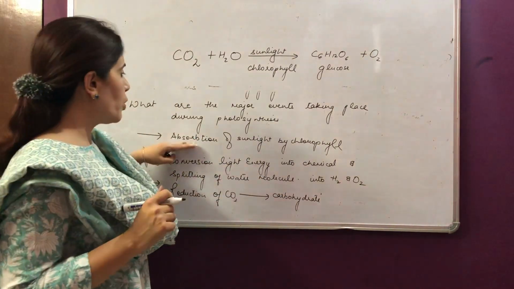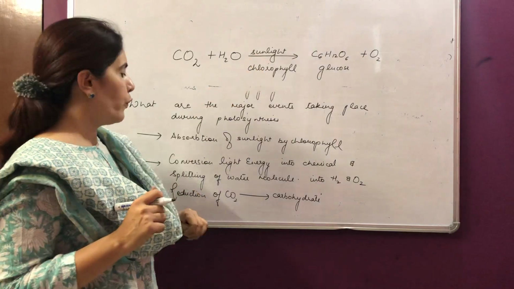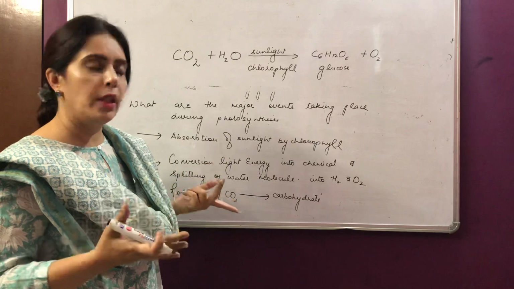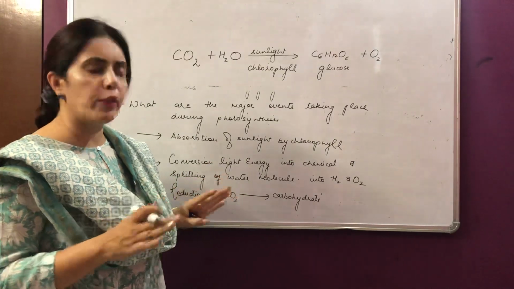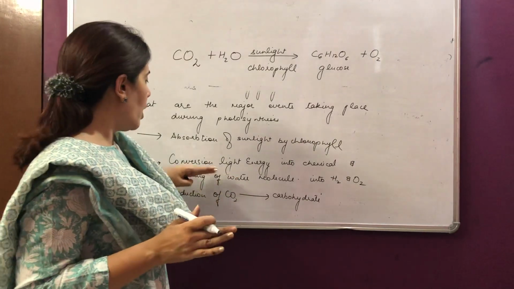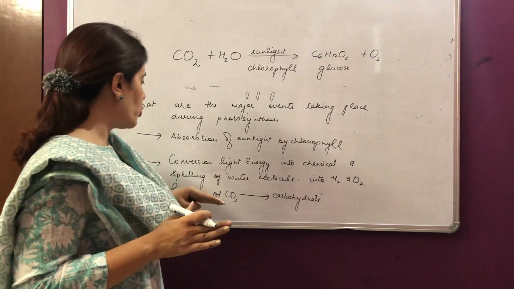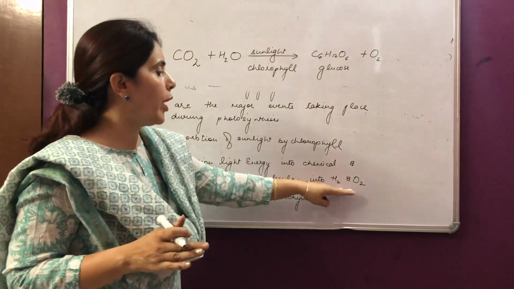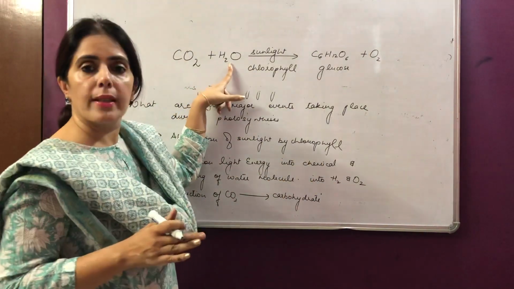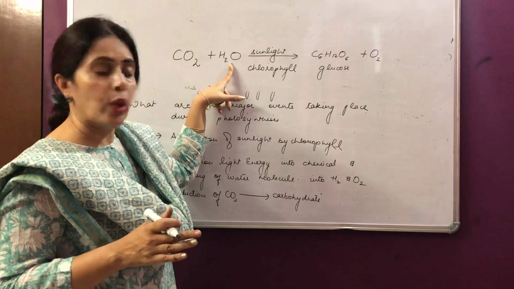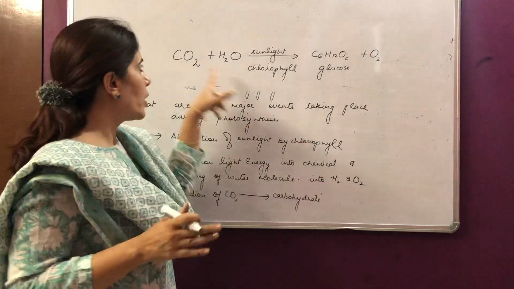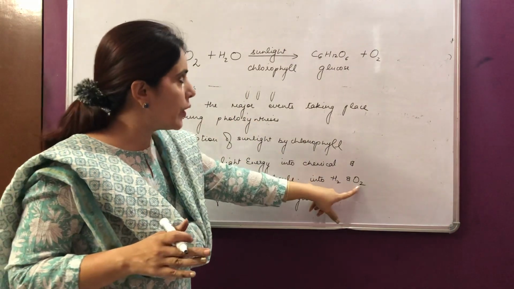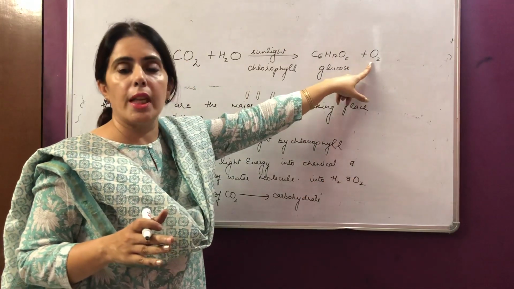So the first step is going to be absorption of sunlight by chlorophyll. The second step is going to be conversion of light energy into chemical energy. It's a complicated process, but you have to learn it superficially. And the third one is splitting of water molecule into H2 and O2. The hydrogen produced here is required to reduce this carbon dioxide. And the oxygen produced here is liberated as a byproduct.